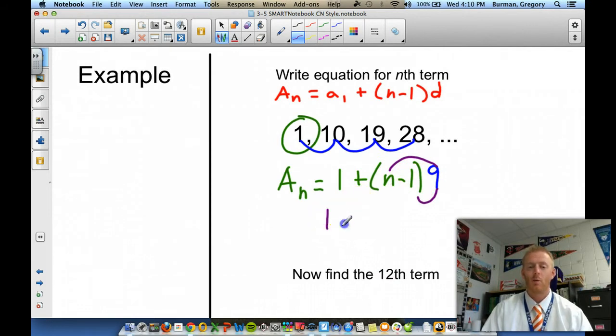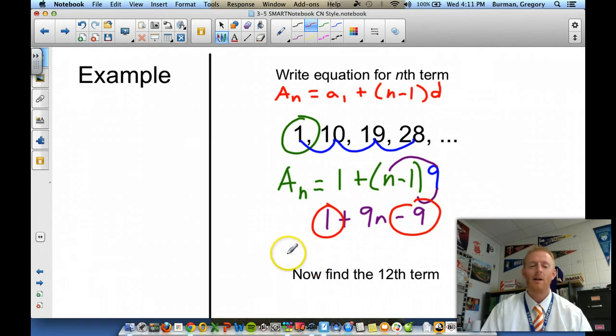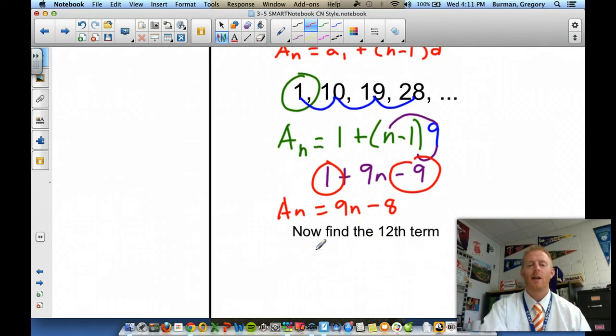That gets us 1 plus 9n minus 9. And just like we did before, we're going to combine our like terms, which is our 1 and our minus 9. So that means that our a sub n, or our rule, is 9n minus 8. Now this is the function rule, and for us to find the 12th term, all we have to do is plug in the number 12 for n.